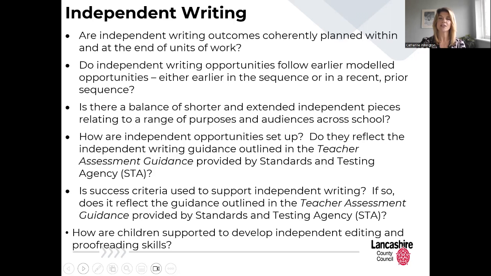How are independent opportunities set up? Do they reflect the independent writing guidance outlined in the teacher assessment guidance provided by STA? Is success criteria used to support independent writing? If so, does it reflect the guidance outlined in the teacher assessment guidance provided by the STA? And how are children supported to develop independent editing and proofreading skills?